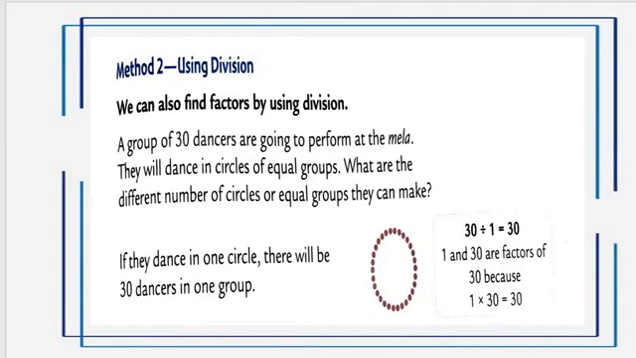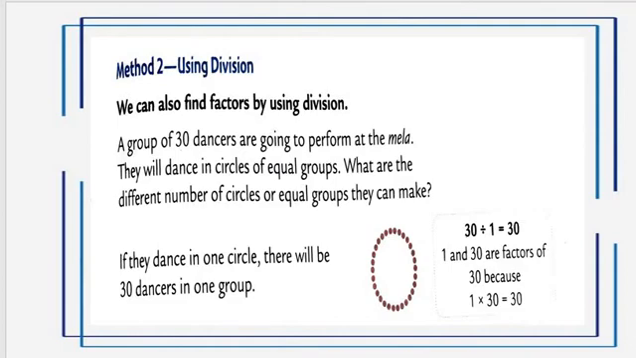So if they dance in one circle, there will be 30 dancers in one group. What does that mean, my dear students? If they dance in one circle, meaning the dancers are all in one circle, then how many groups will there be? One group. There will be only one group. That means 30 divided by 1, 1 thirties are 30. 30 ones are 30, or 1 thirties are 30, like that. See here, 1 and 30 are factors of 30, because 1 thirties are 30 and 30 ones are 30.